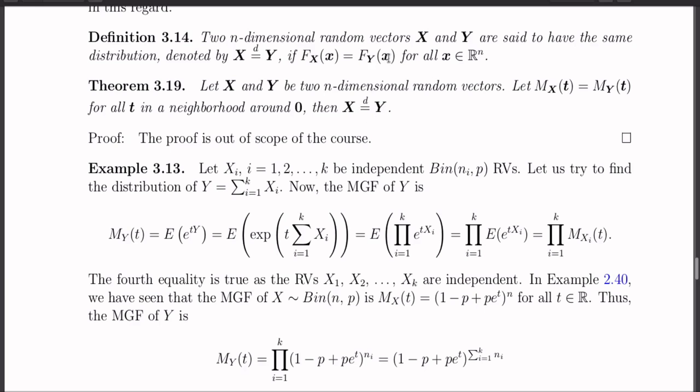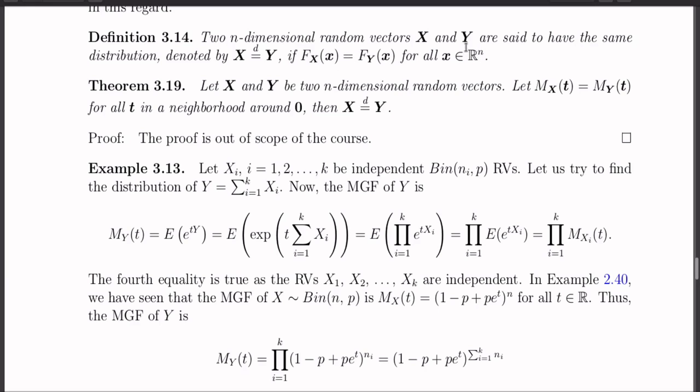The definition is exactly same as that of the random variable, that the two n-dimensional random vectors x and y are said to have the same distribution or same in distribution, which we are going to denote by this notation, if the cumulative distribution function of x and the cumulative distribution function of y, obviously joint cumulative distribution function of x and joint cumulative distribution function of y are same for all points in R to the power n.